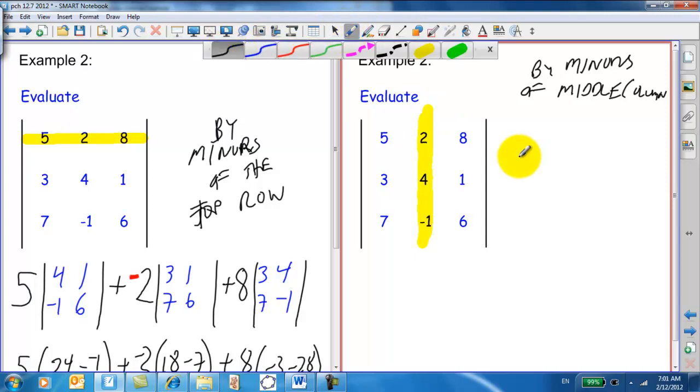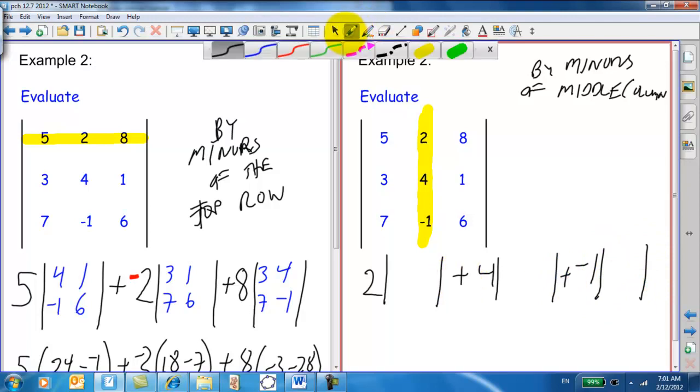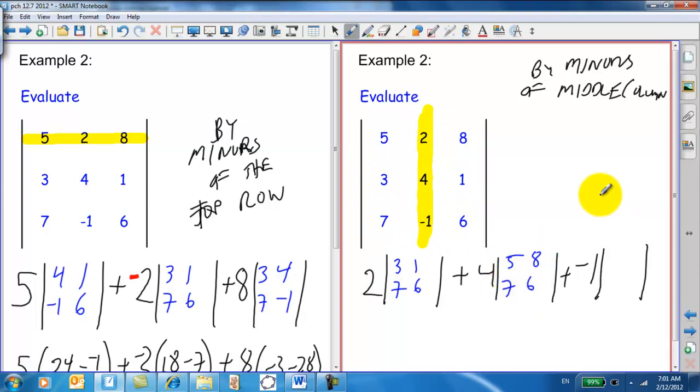So let's jot down our elements first. 2, 4, negative 1. And then we're going to multiply by the minors of each of those. So for 2, take out the row and column through 2, you're left with 3, 1, 7, 6. For 4, take out the row and column through 4, you're left with 5, 8, 7, 6. Now take out the row and column through this negative 1, we get 5, 8, 3, 1. Okay, but we're forgetting something.